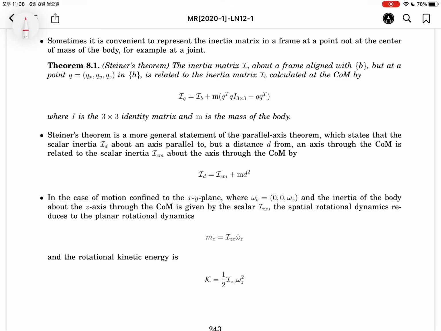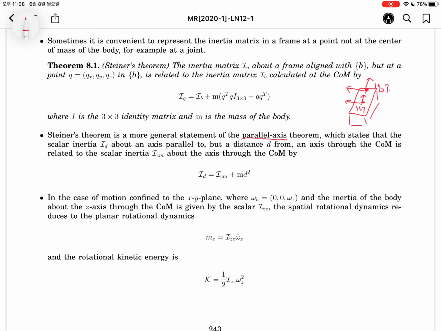This concept can be applied to the parallel axis theorem. This is any rigid body, and the center of mass is over here. If you take some coordinate like this, let's move to the other point. The coordinate is aligned with the B. Anyway, this point is the Q.